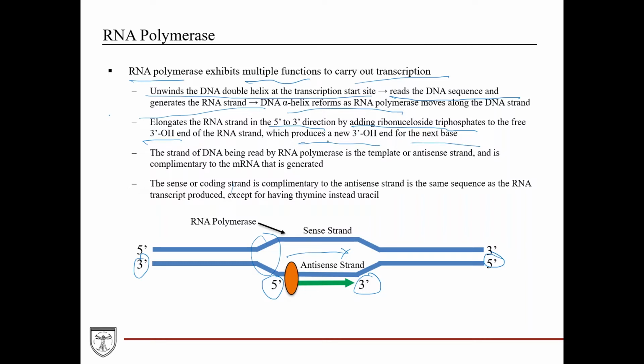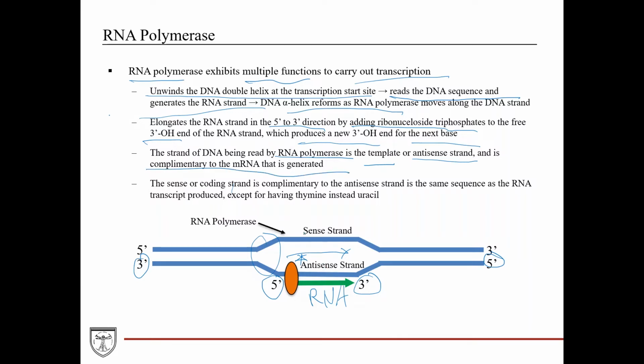Now, a couple conventions we want to go over. Now, we apologize. There's a small error in your book. Please correct this. Now, the strand of DNA being read by RNA polymerase is called the template or antisense strand. We have that labeled here for you. So here's the antisense strand, or the template strand, serving as the template for the newly synthesized RNA, which is in green here. And remember, the antisense strand, or the template strand, is complementary to the mRNA being generated.